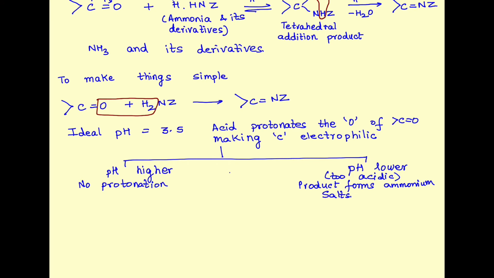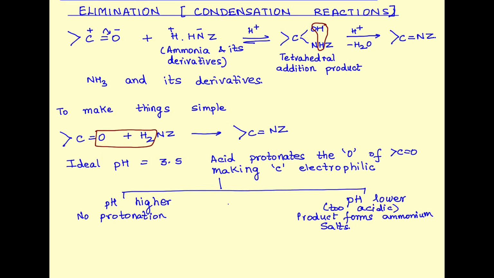An important point to be noted over here is that the ideal pH value for these reactions is around 3.5. What is the role of acid? We spoke earlier as well. What the acid does is, the hydrogen ion of the acid actually protonates the oxygen, and it helps to increase the electrophilic character of the carbon atom.